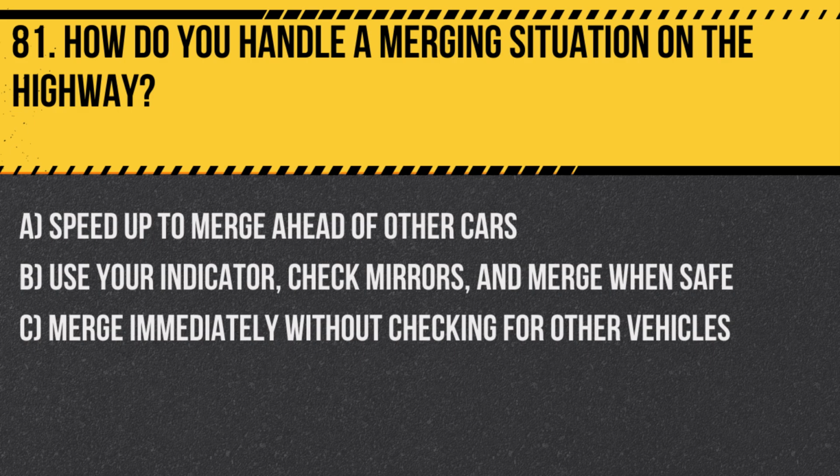A. Speed up to merge ahead of other cars. B. Use your indicator, check mirrors, and merge when safe. C. Merge immediately without checking for other vehicles. Answer: B. Use your indicator, check mirrors, and merge when safe. Proper signaling and checking for traffic are essential for safely merging into highway traffic.